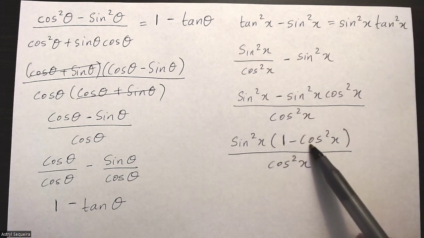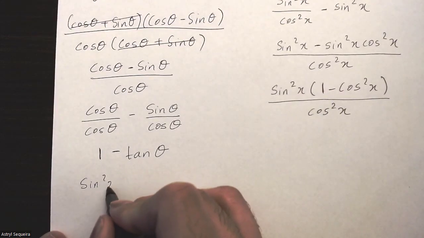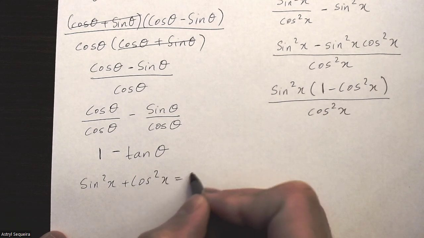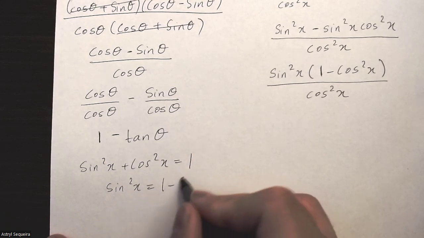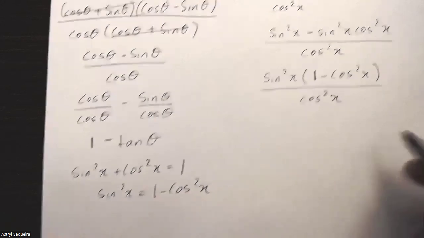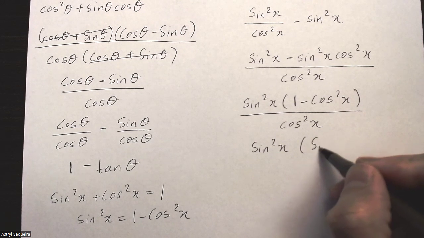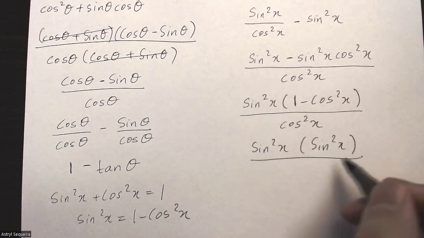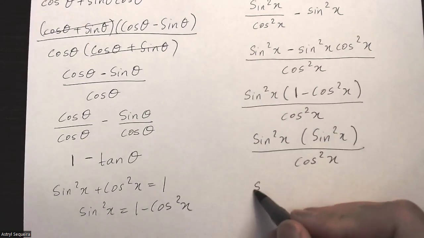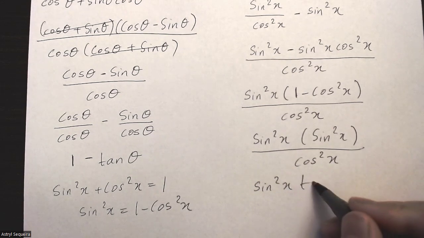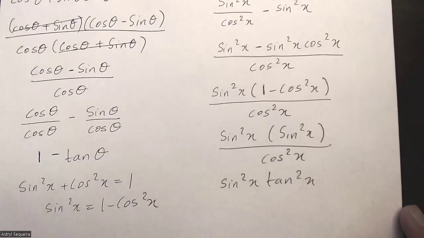I know that I can change 1 minus cos square x into sine square x by using the identity sine square x plus cos square x equals 1. So if I move the cos square to the other side, sine square x is 1 minus cos square x. So I'll replace 1 minus cos square x over here with a sine square x. And then sine square divided by cos square is just tan square. So I just have sine square x times tan square x, which is basically the exact same as the other side.